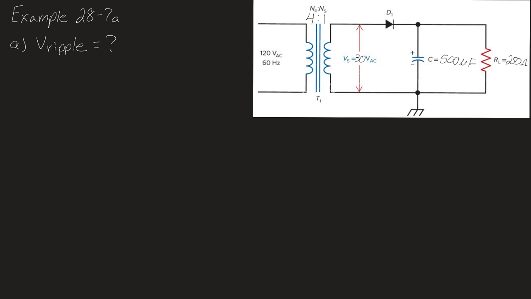To find the ripple, we need to first calculate what our secondary voltage is. Remember, secondary voltage is equal to the turns on the secondary divided by the turns on the primary. In this case, we've got a 4-to-1 step-down transformer, so that's going to be 1/4 times our 120 volts AC, and that's going to give us 30 volts AC.